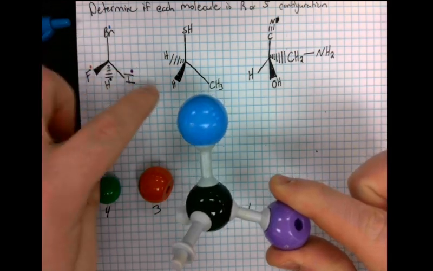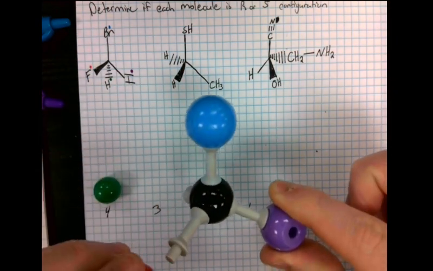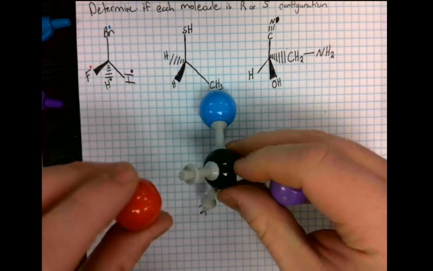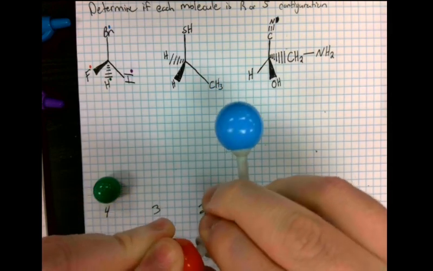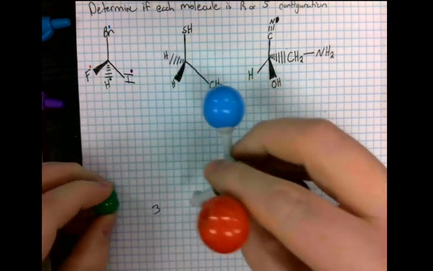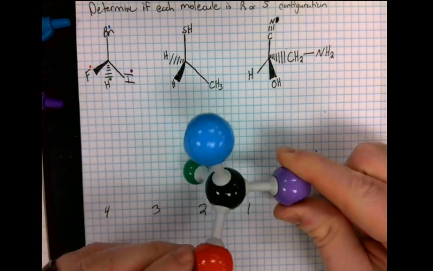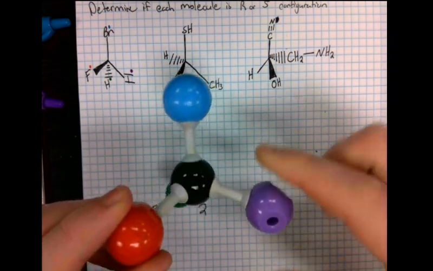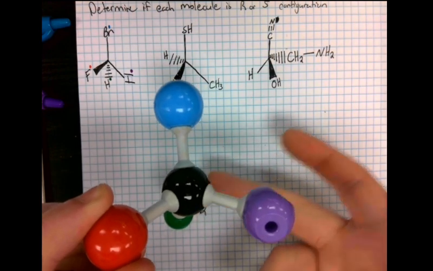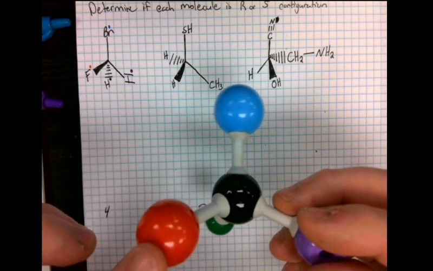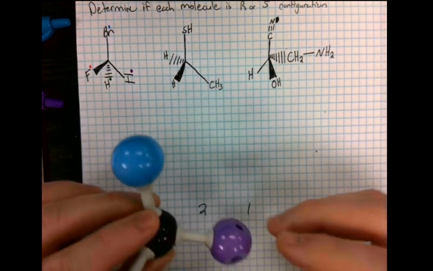So I've got bromine, and then I've got iodine. Fluorine should be poking outwards from the page, so it's going to be going like this. And then hydrogen, your lowest priority, is poking backwards into the page. So if I tilt this just a little so you can see all of the pieces, these two are flat, hydrogen is poking backwards, fluorine is pointing forwards.